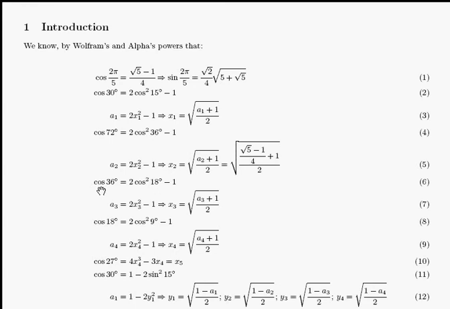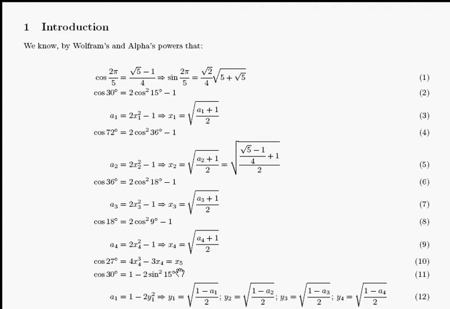Again, who is the cosine of 36? 2 times 2 cosine of 18 minus 1. Who is the cosine of 18? Here it is. But the cosine of 18 is 2 times cosine of 9 squared minus 1. Who is cosine of 9? It is x4. Now 3 times 9, 27. Who is the cosine of 27? 4 x4 to the power of 3 minus 3 times x4.